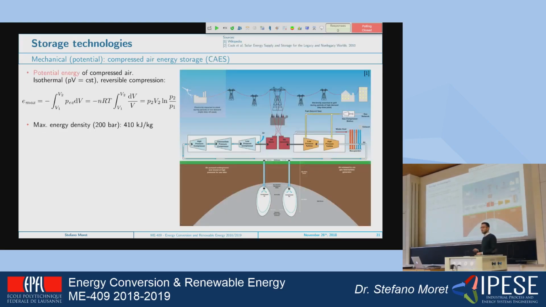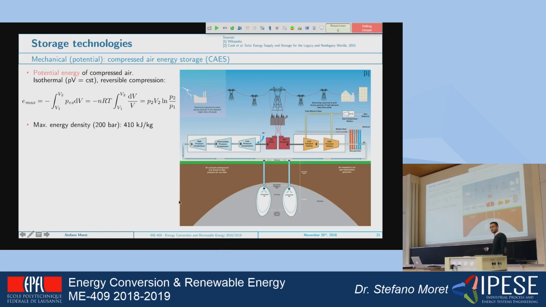The second technology that we see is, as I said, we can use the potential energy of storing water. We can also use the potential energy of storing air. So the principle again is pretty simple. What we can do is that we have excess electricity in the grid.